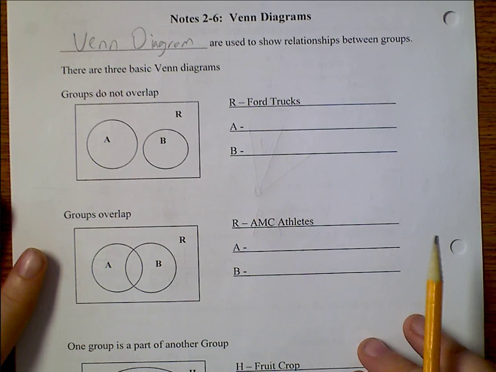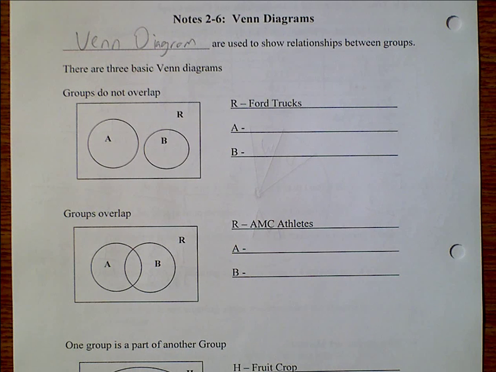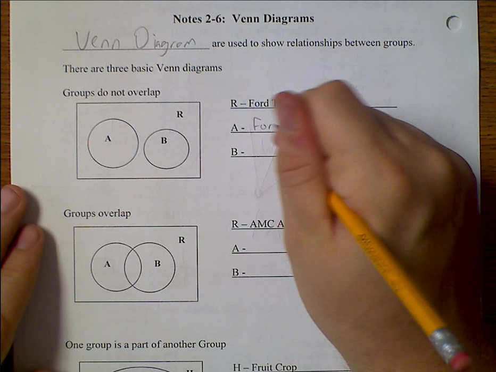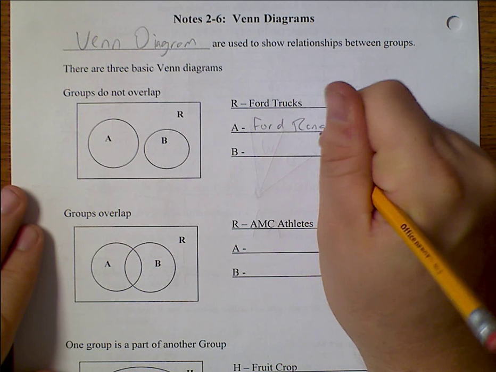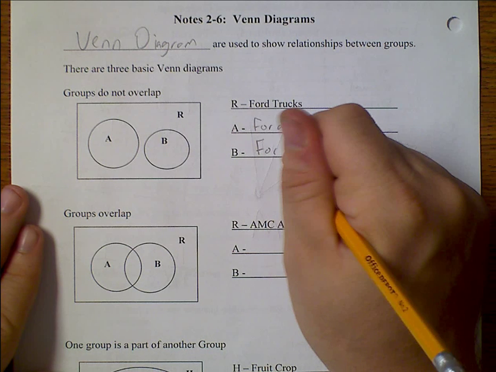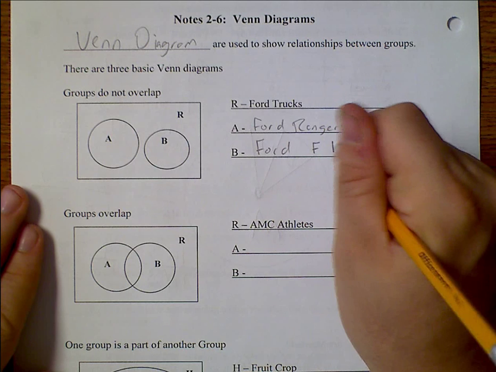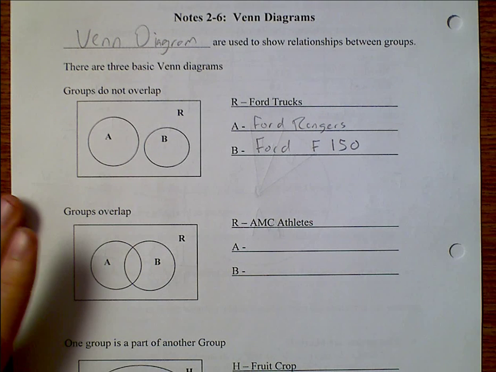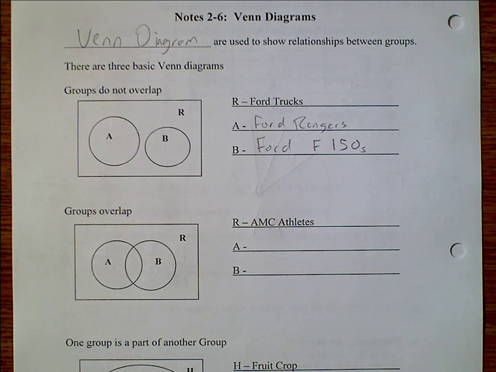So R is every Ford truck that they ever made. Well, A could be our Ford Rangers, and B could be our Ford F-150s. These are two different models of truck that Ford makes, and so there's no overlap here. You either have a Ford Ranger, or you have a Ford F-150, or you have some other type of Ford truck, which would be out here.